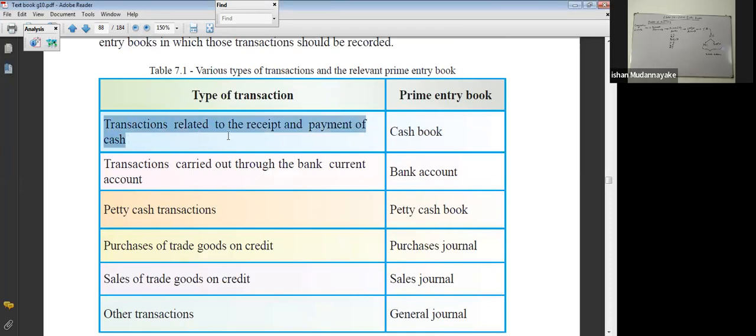Transactions related to the receipt and payment of cash. You know, already we have discussed.